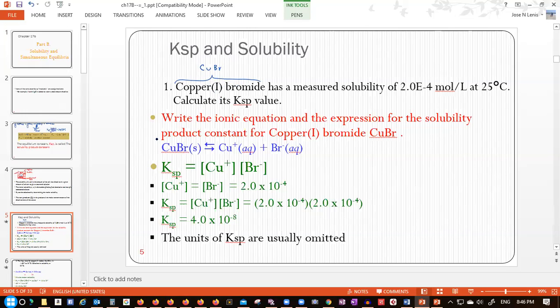So copper 1 bromide is CuBr solid, and this is the equilibrium with its ions, and that's the stoichiometry, 1 to 1. We write the expression for the solubility, which is KSP equals the concentration of Cu plus times the concentration of Br minus. Since solubility is given, remember this substance will make some of these ions soluble. I'm going to use X. We produce X solubility of copper and X solubility of Br minus.